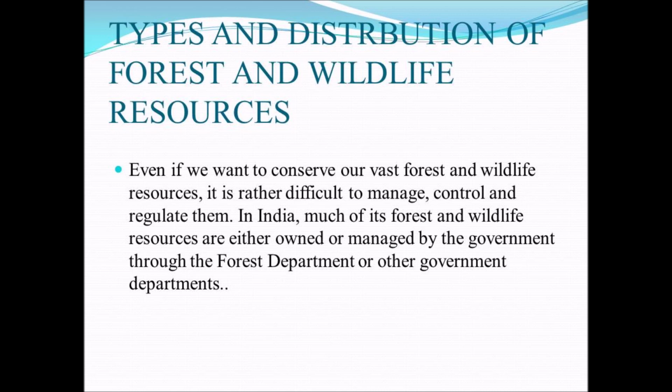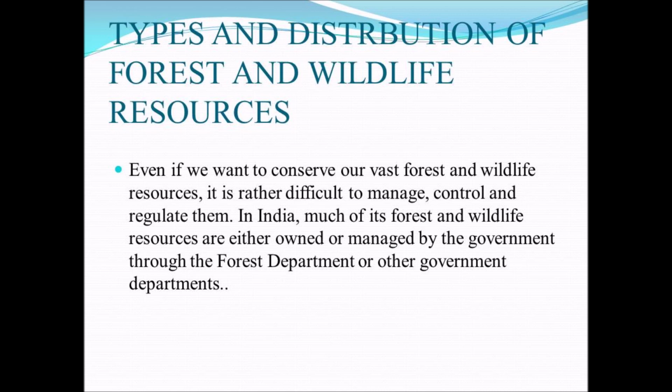Next topic, types and distribution of forest and wildlife resources. Even if we want to conserve our vast forest and wildlife resources, it is rather difficult to manage, control and regulate them. In India, much of its forest and wildlife resources are either owned or managed by the government through the forest department or other government departments.